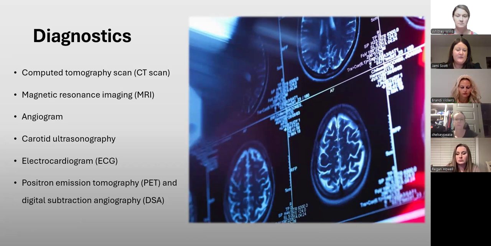A carotid ultrasound provides a view of the carotid arteries, which carry blood to the brain, and this can reveal whether plaque has accumulated in the arteries. Since a stroke can result from irregular heart rhythms, an EKG would capture the heart's electrical activity and may also be performed. And then other diagnostics that might be employed are a PET scan or a DSA.